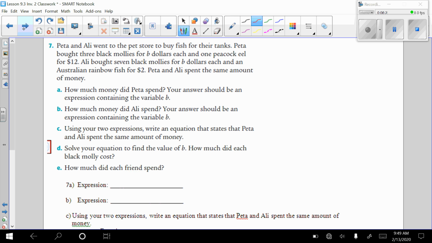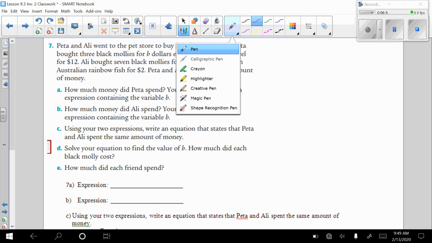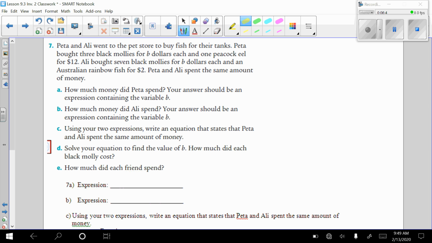So here's another one. Hopefully you solved all those and you were able to get to the answer and you checked them. Petra and Allie went to the pet store to buy fish for their tank. Petra bought 3 black mollies for $B each and 1 pack of eel for 12. All right, that's important. I'm going to highlight that. She had 3 black mollies and 1 Petra eel for 12.